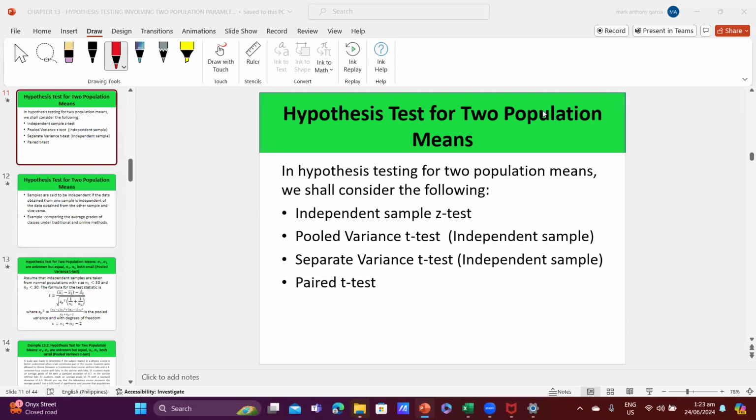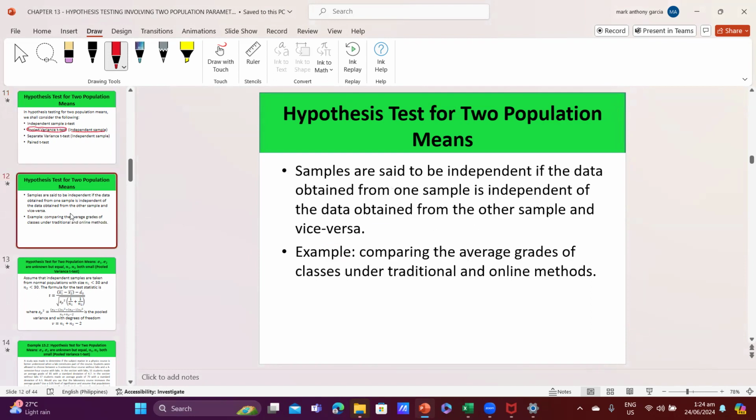Hello everyone. In this video, we shall continue discussing the succeeding cases of hypothesis testing for the two population means. In the previous video, we have discussed the idea or concept of hypothesis test for the two population parameters, and we have discussed already the first case of hypothesis test for the two population means. Now, in this video, we shall discuss the second case, which also involves independent samples, but we're going to use the option about the pooled variance t-test.